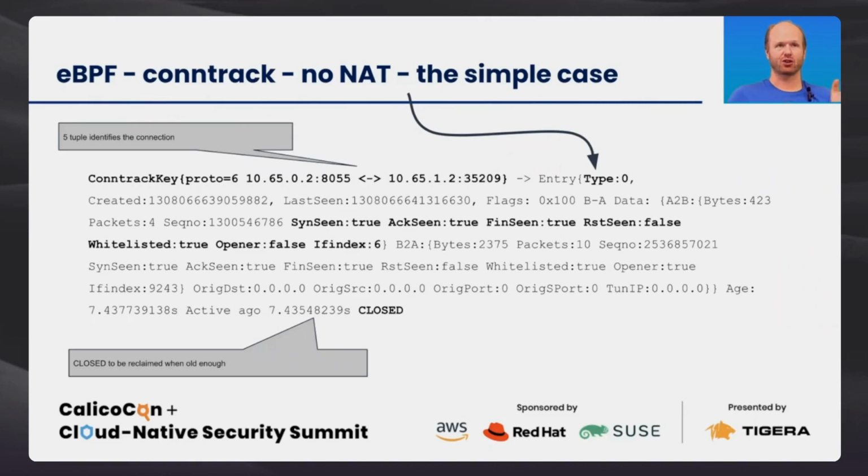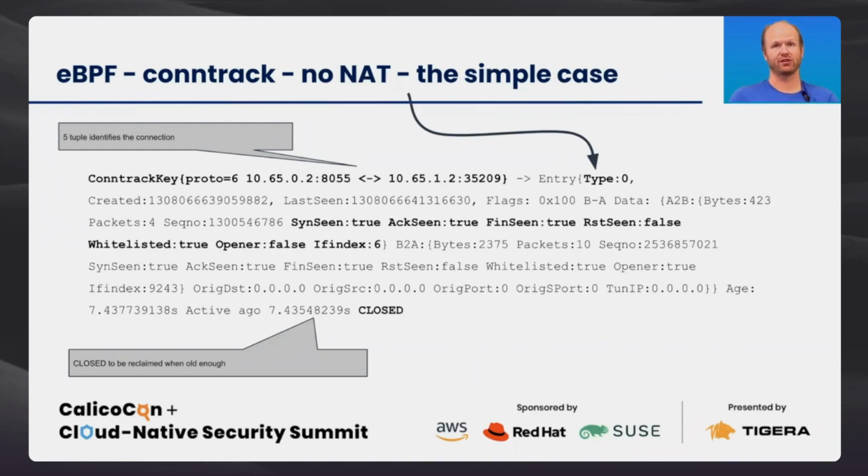First, there's the conntrack key, which is the 5-tuple that identifies the connection. That's the client's source IP and source port, the server's destination IP and port, and the protocol. It also signals that this is a simple entry, that's a type 0, but most importantly, it maintains a whole bunch of information about the connection.